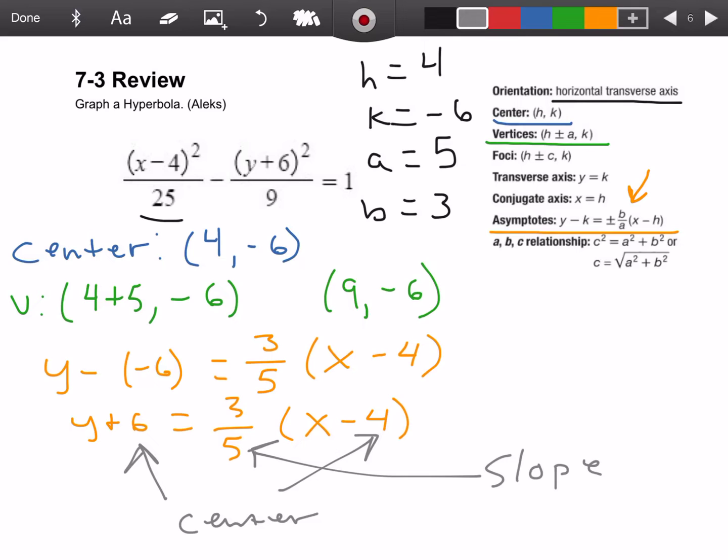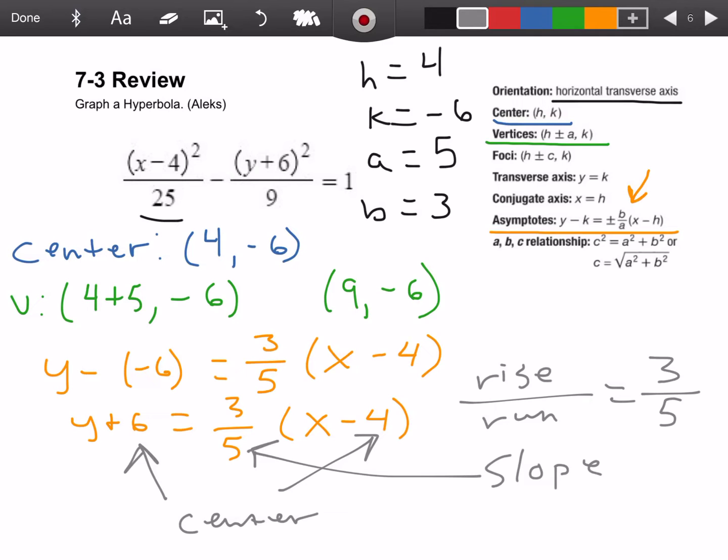So if you wanted to plot the asymptotes on the graph, you would just go to the point (4, -6), which is the center of our hyperbola, which should already be graphed, and then just go up 3 spaces, over 5. So we have rise over run, and in this case it would be 3/5 for our slope. So you just go up 3 spaces, over 5 spaces.